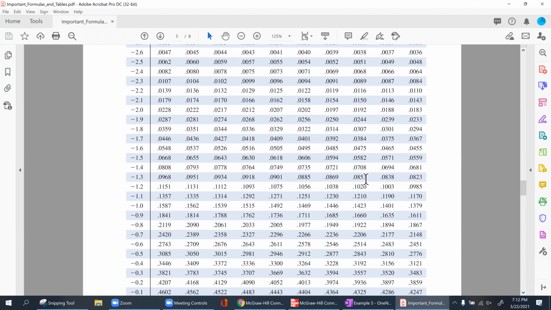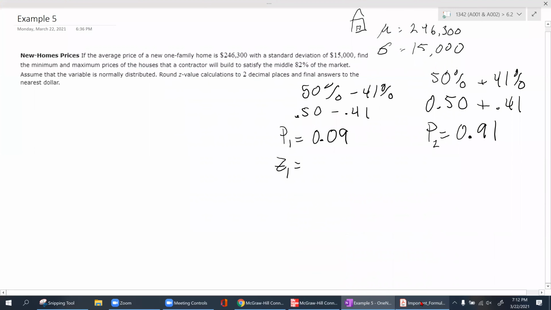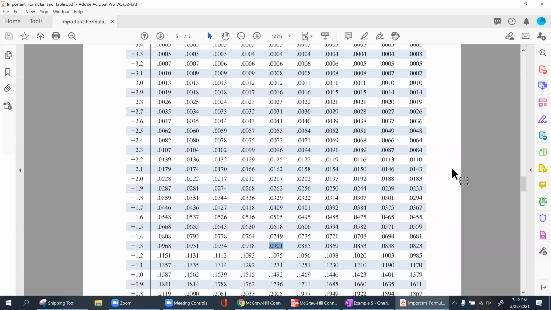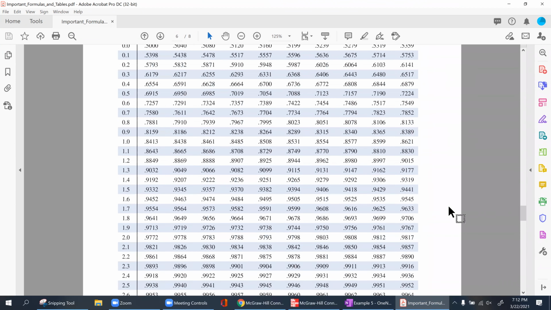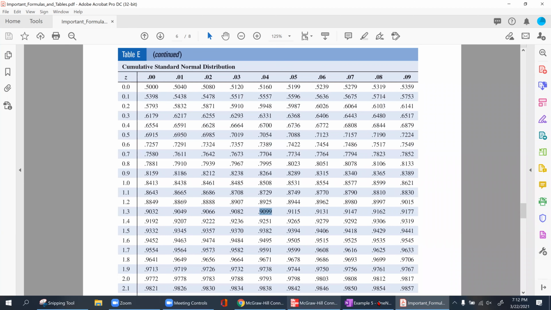This is pretty close right there. This is one tick away. So that is negative 1.34. Let me find 0.91 now, right? And that's greater, so it's going to be on the right side of this table. For this one, that is again one tick away. So this is positive 1.34.